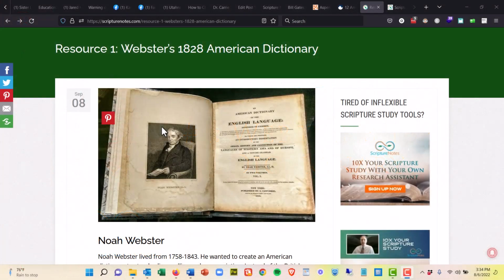Hey everyone, Oak Norton here with Scripture Notes, and I just want to cover the first resource available for you that's built into Scripture Notes. It's the Webster's 1828 American Dictionary.